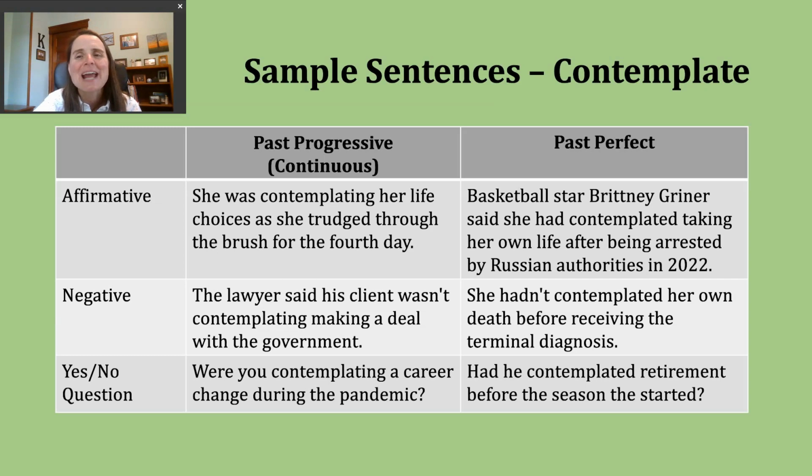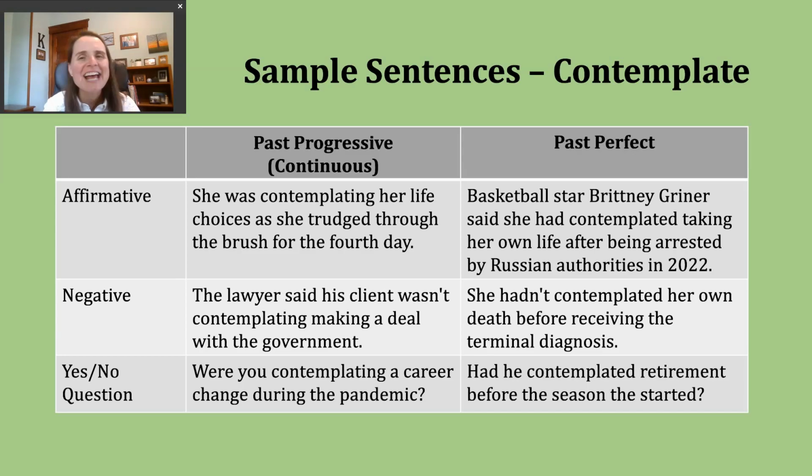Finally, let's do a yes or no question in the past perfect. To do this, start with "had," then you're going to have your subject, and then the participle form of the verb. Here's my last example: Had he contemplated retirement before the season started? Again, pretty common to see that time signal "before" with this particular verb tense.